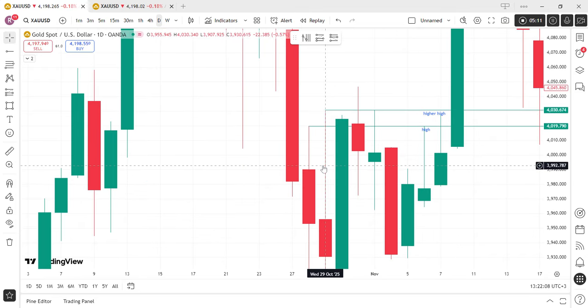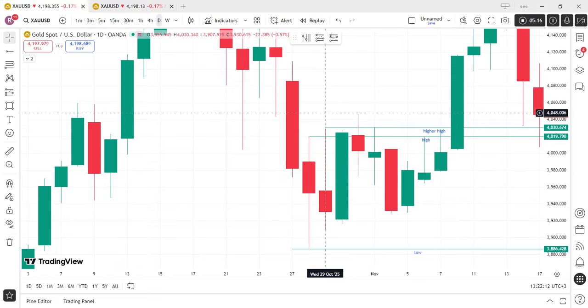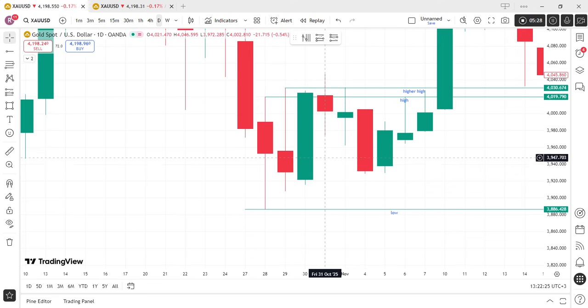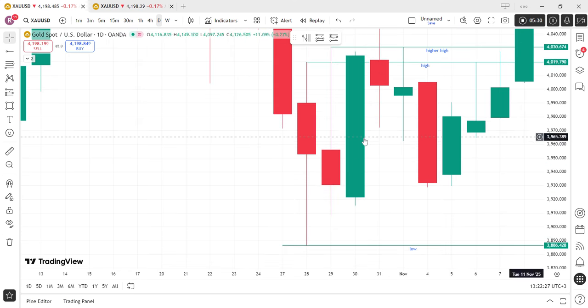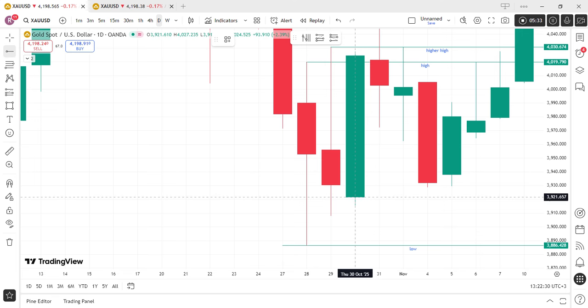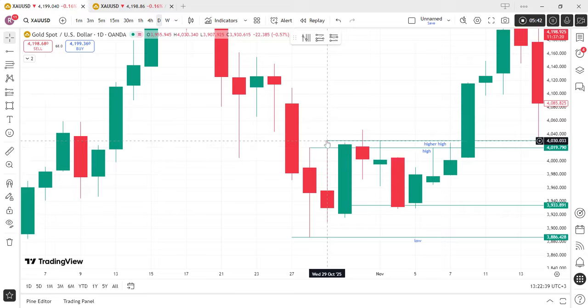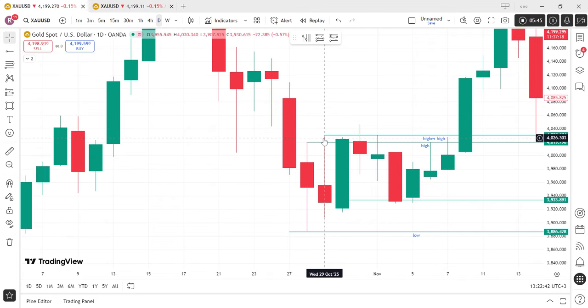The fact that Wednesday 29th October created a higher high and we did not have any lower low showed us that coming 30th of October, which is now Thursday, we are supposed to be looking for buys, and that's exactly what happened. So on Thursday, we opened here, we created this low, then price went higher, meaning that the buys took over as per the market structure as analyzed here.